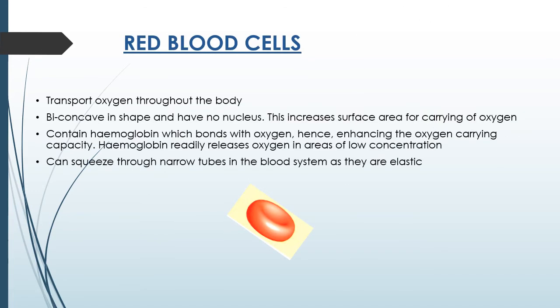Red blood cells. Red blood cells transport oxygen throughout the body. They are biconcave in shape and they have no nucleus, and this increases the surface area for carrying oxygen. They contain the iron-containing hemoglobin, which bonds with oxygen, and this is important in increasing the oxygen carrying capacity. Hemoglobin also readily releases oxygen in areas of low concentration. Red blood cells are elastic, and this makes them able to squeeze through narrow tubes in the blood system.